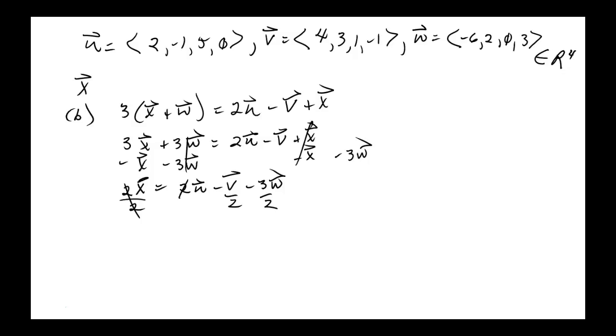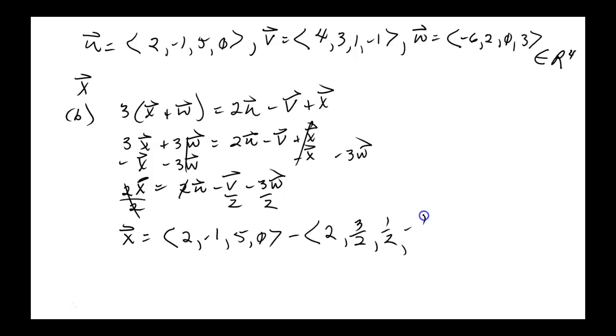Because rather than write all the numbers down, let's let algebra do as much work as you can. So now this x vector would be u, which is 2, -1, 5, 0, minus v over 2, which would be 2, 3 halves, 1 half, negative 1 half, right? Minus 3 halves w.